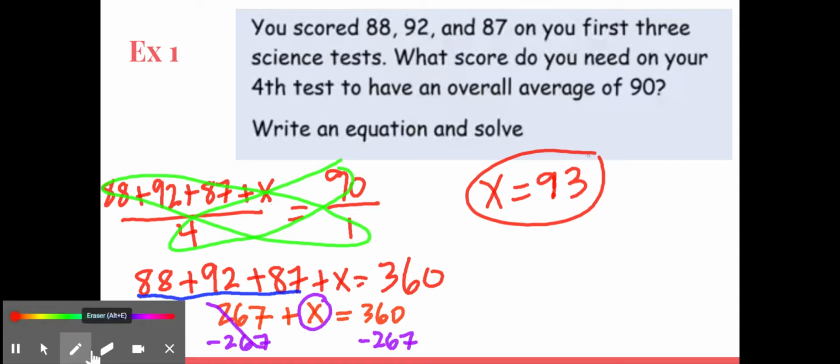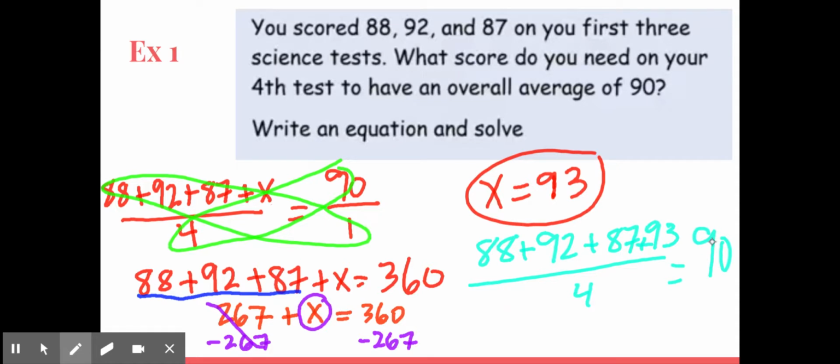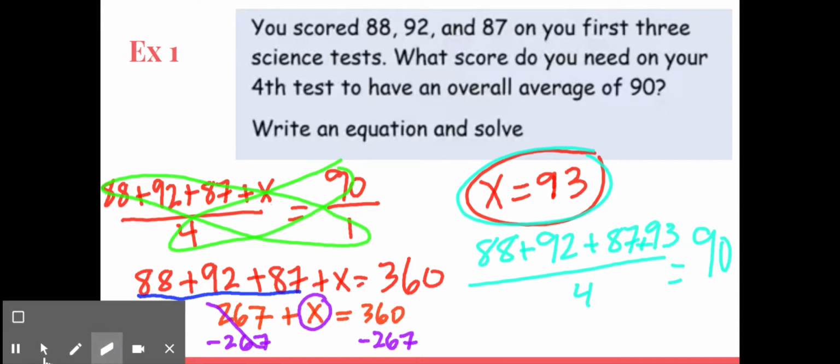If you want to double check your work, let me pick a different color. But if you want to double check your work, you can add up all of these numbers again. 88 plus 92 plus 87 plus 93. Divide it by 4. Oh, I forgot a plus sign. Divide it by 4 and make sure you really do get a 90% when you find the average, and you will. And so you know you got the correct answer. Good. Next problem.